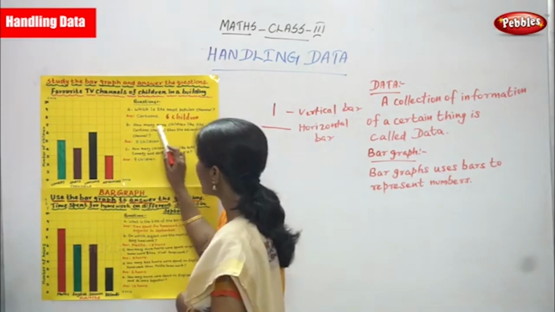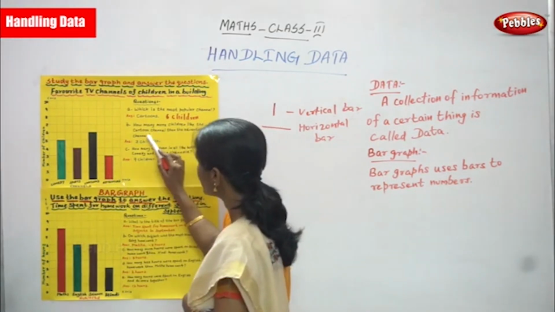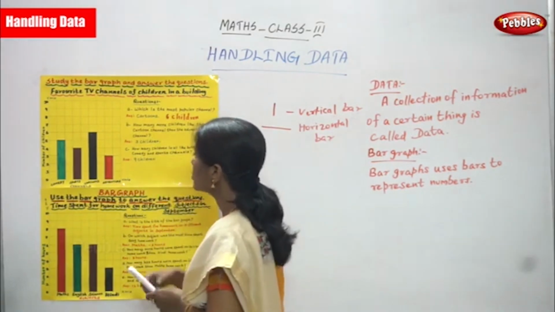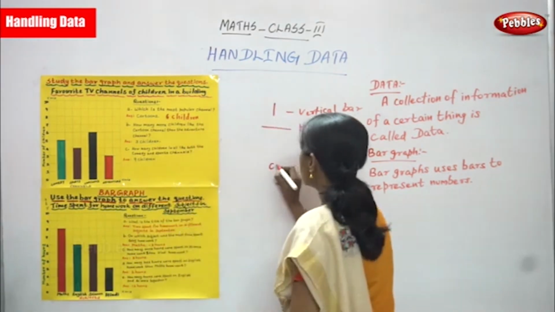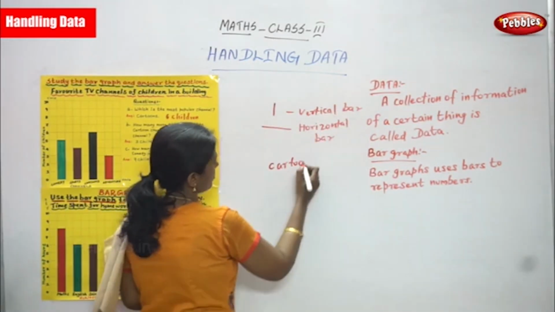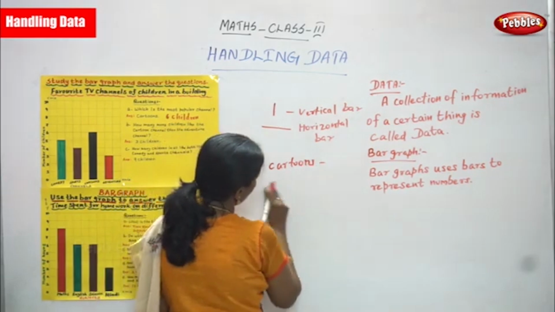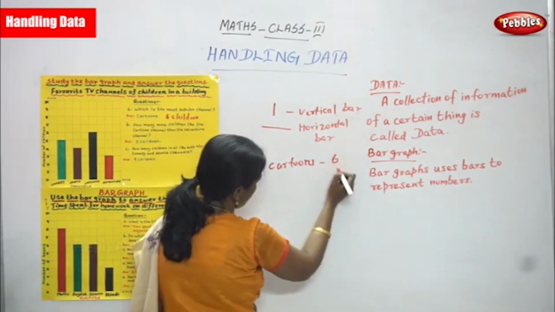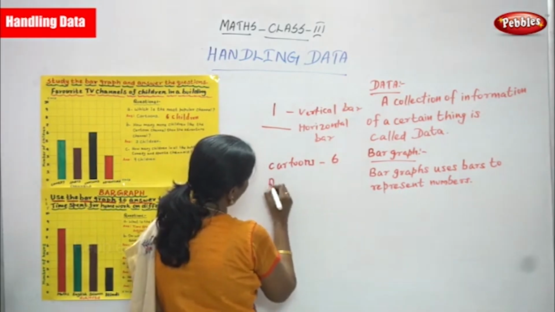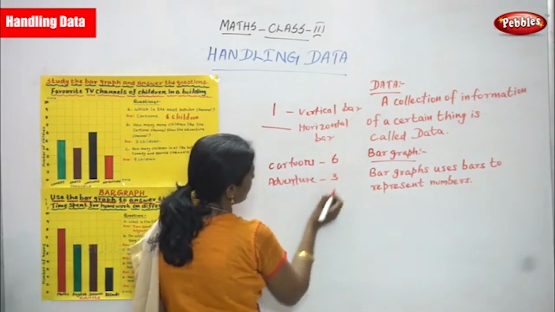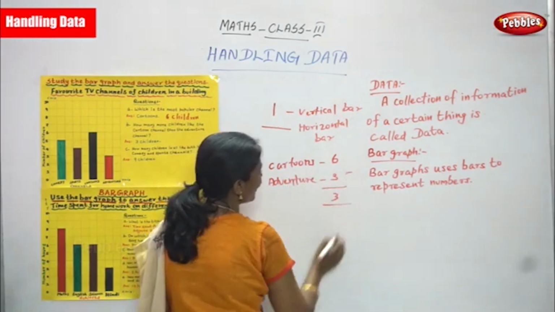So what is the question? How many more children like the cartoon channel than the adventure channel? The cartoon channel is watched by how many children? 6 children. And the adventure channel, 3. So 6 minus 3, you can get 3.